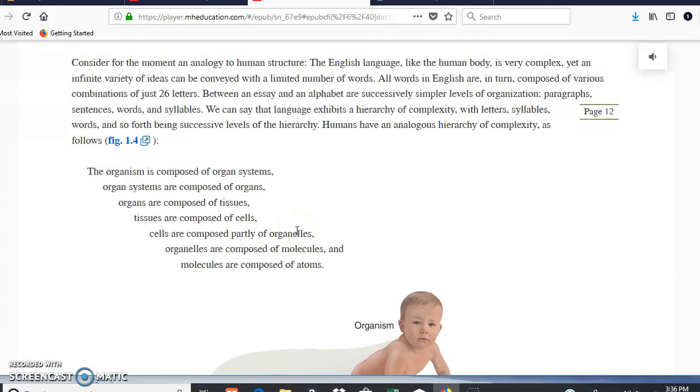Now, we can go even to more subdivisions by saying that organelles are composed of molecules, and molecules are composed of atoms, because after all, everything in this world is made of atoms, right? But you should be okay if you know that cells together form tissues. Tissues together form organs. Organs together form systems, and systems together form an organism. In this case, the human being.